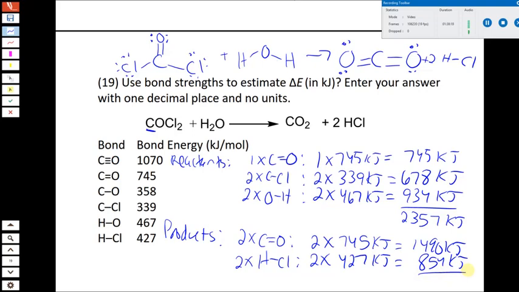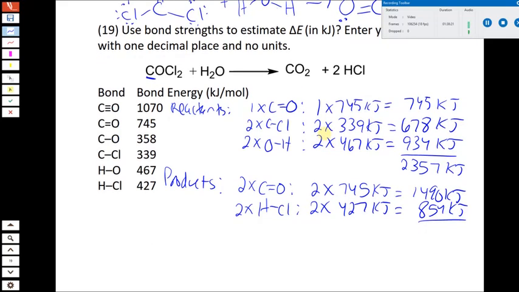And then when we add those together, we find that the sum of the bond energies that are formed on the product side, I should say, is 2344. So then when we calculate delta E, we take the sum of the bond energies for the reactants and we subtract the products.